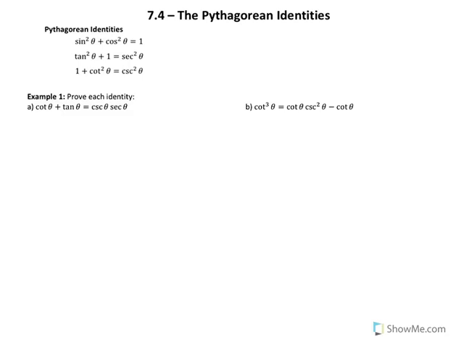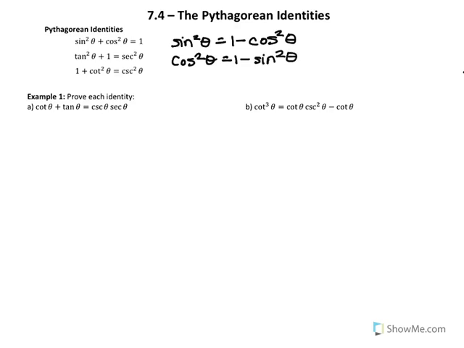7.4, the Pythagorean identities. These ones are very commonly used, and we should know that they can be manipulated too. I could make this into sine squared theta is equal to 1 minus cosine squared theta. I can isolate that sine. I could also isolate the cosine and say cosine squared theta is equal to 1 minus sine squared theta.